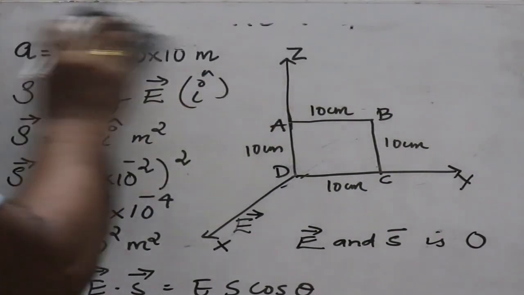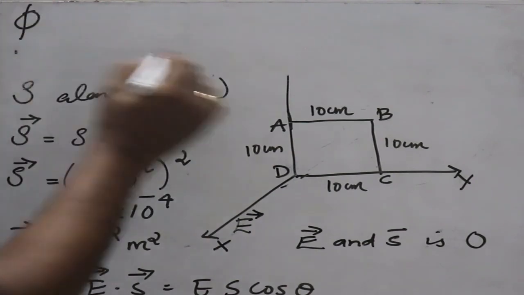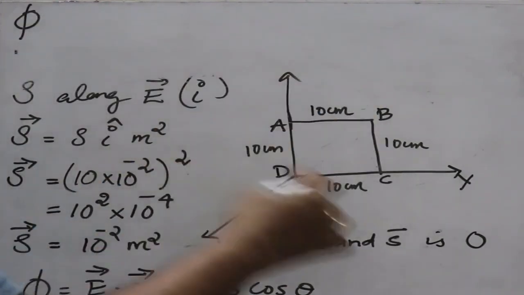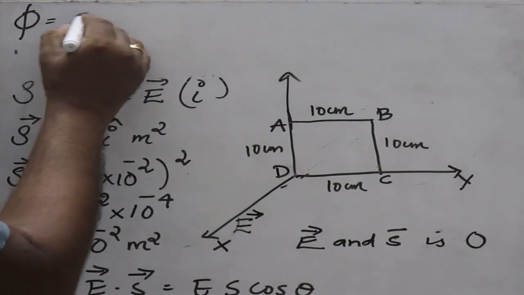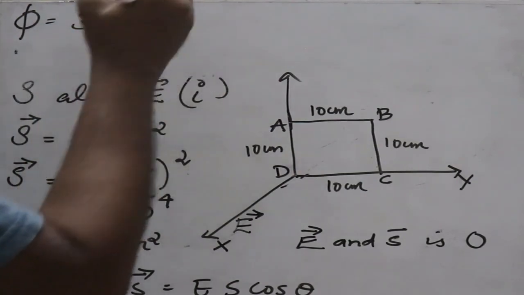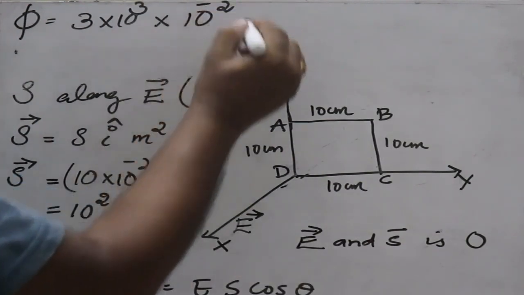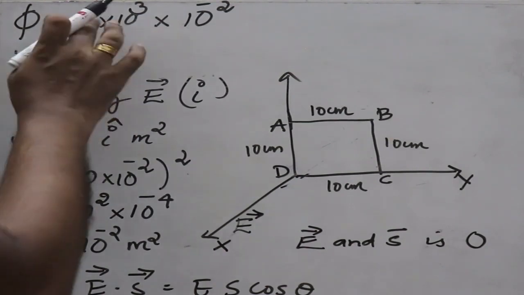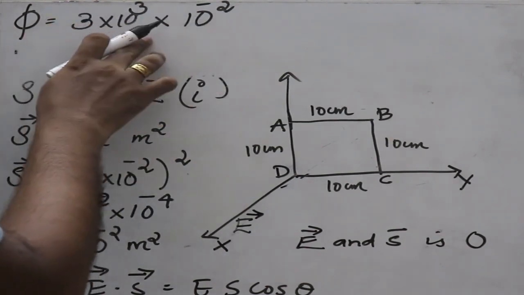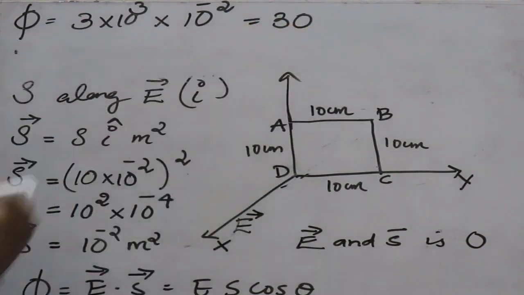So when we substitute all these values, the flux passing through the square is given by E, which is 3 into 10 raised to 3, into the area vector, which is 10 raised to minus 2. So what is the flux? Here, 3 into 10 raised to 3 into 10 raised to minus 2. So the answer will be 30.